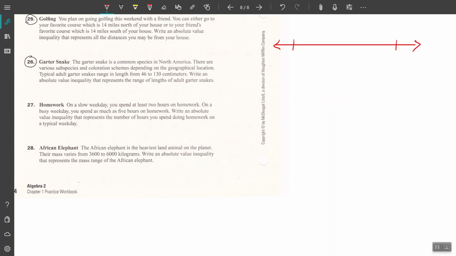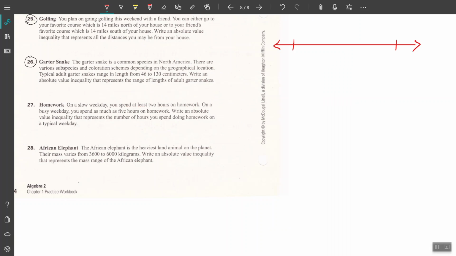So the first one is talking about a golf outing that you're going on with a friend. You guys have two choices. You can either go to your favorite course, which is 14 miles north of your house, or you can go to your friend's favorite course, which is 14 miles south of your house. So everything is in terms of your house. The furthest you're ever going to be away from your house is 14 miles. It's just in opposite directions.